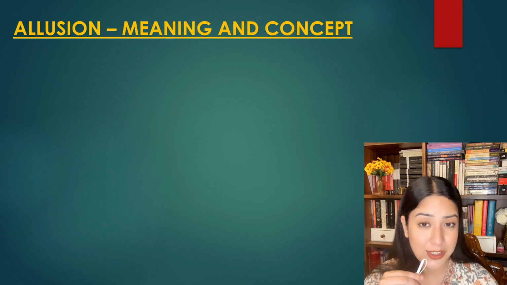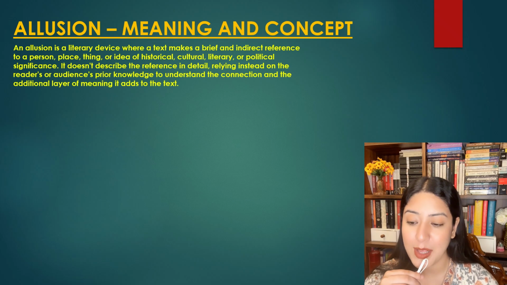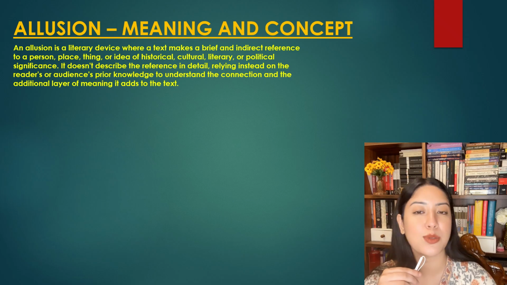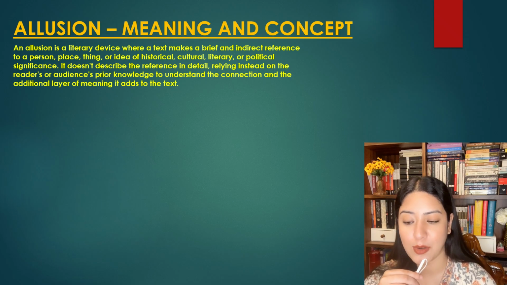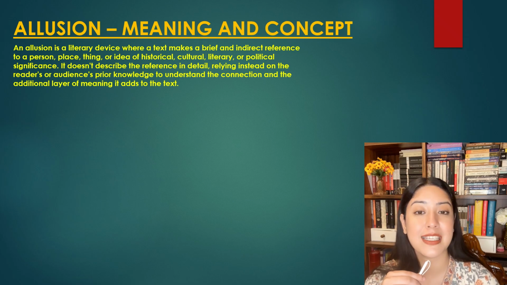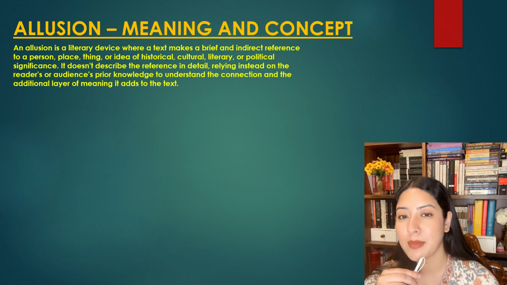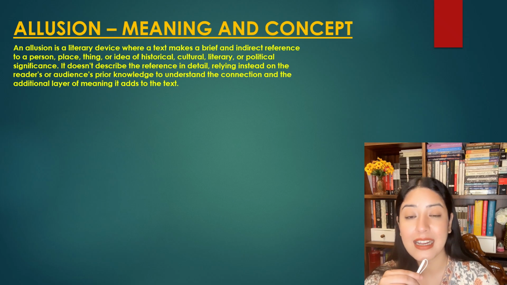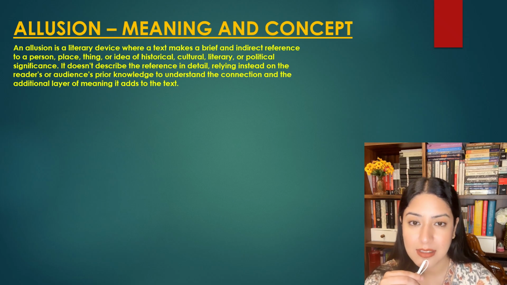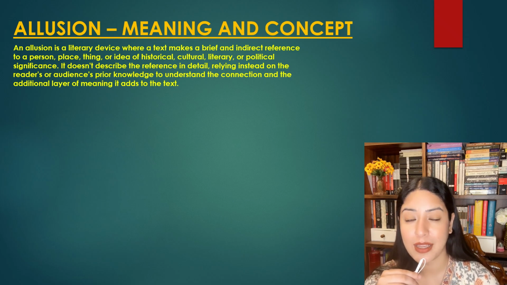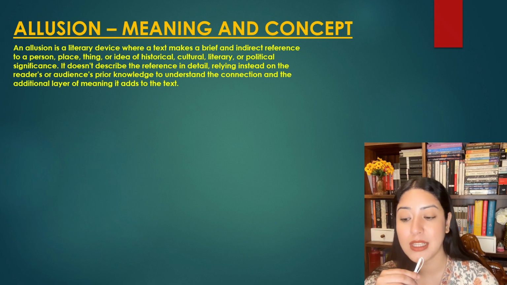An allusion is a literary device where a text makes a brief and indirect reference to a person, place, thing, or idea of historical, cultural, literary, or political significance. So what do you have to remember? That it makes a brief and indirect reference. Allusion is a reference, okay? It's brief. These are the keywords, okay?